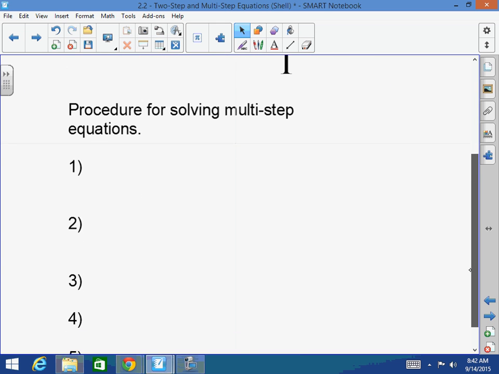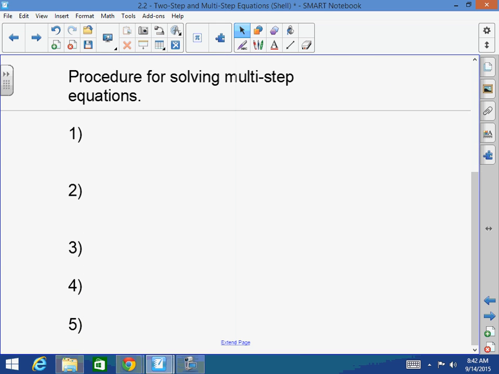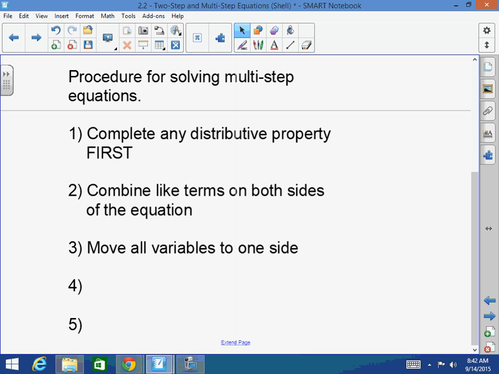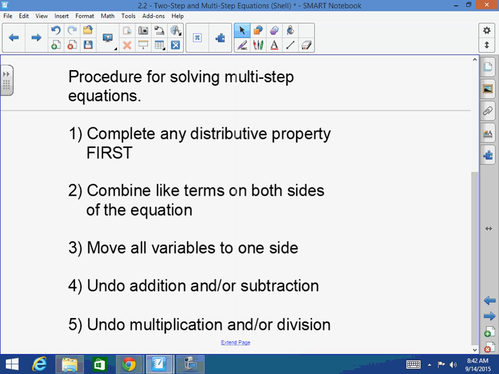Now, the procedure for solving multi-step equations is very simple. Number 1, complete any distributive property first. Number 2, combine like terms on both sides of the equation. Number 3, move all variables to one side. Once you've done this, gentlemen, you're going to be left with a two-step equation. Undo addition and/or subtraction, and then undo multiplication and/or division. And that's how you solve multi-step equations.